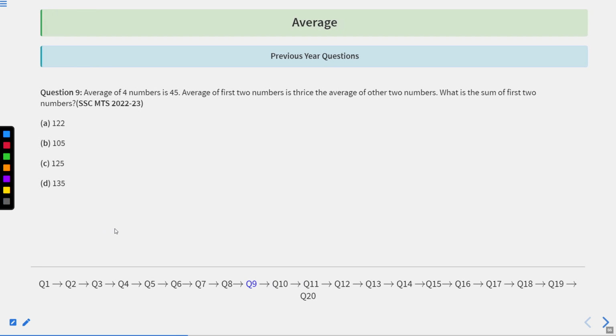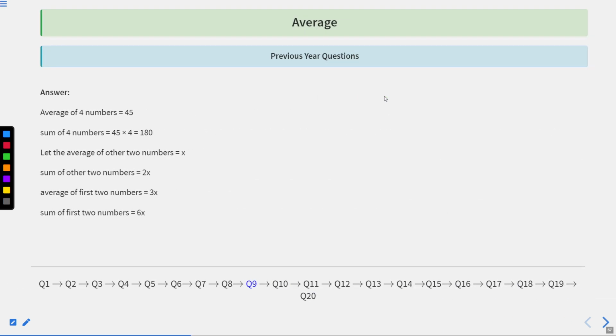Let us move ahead to problem number 9. Average of 4 numbers is 45. So there are 4 numbers whose average is 45. So the average of first 2 numbers is thrice the average of other 2 numbers. What is the sum of first 2 numbers? So this relation is given to us, which is very important and it will help us to solve the question.